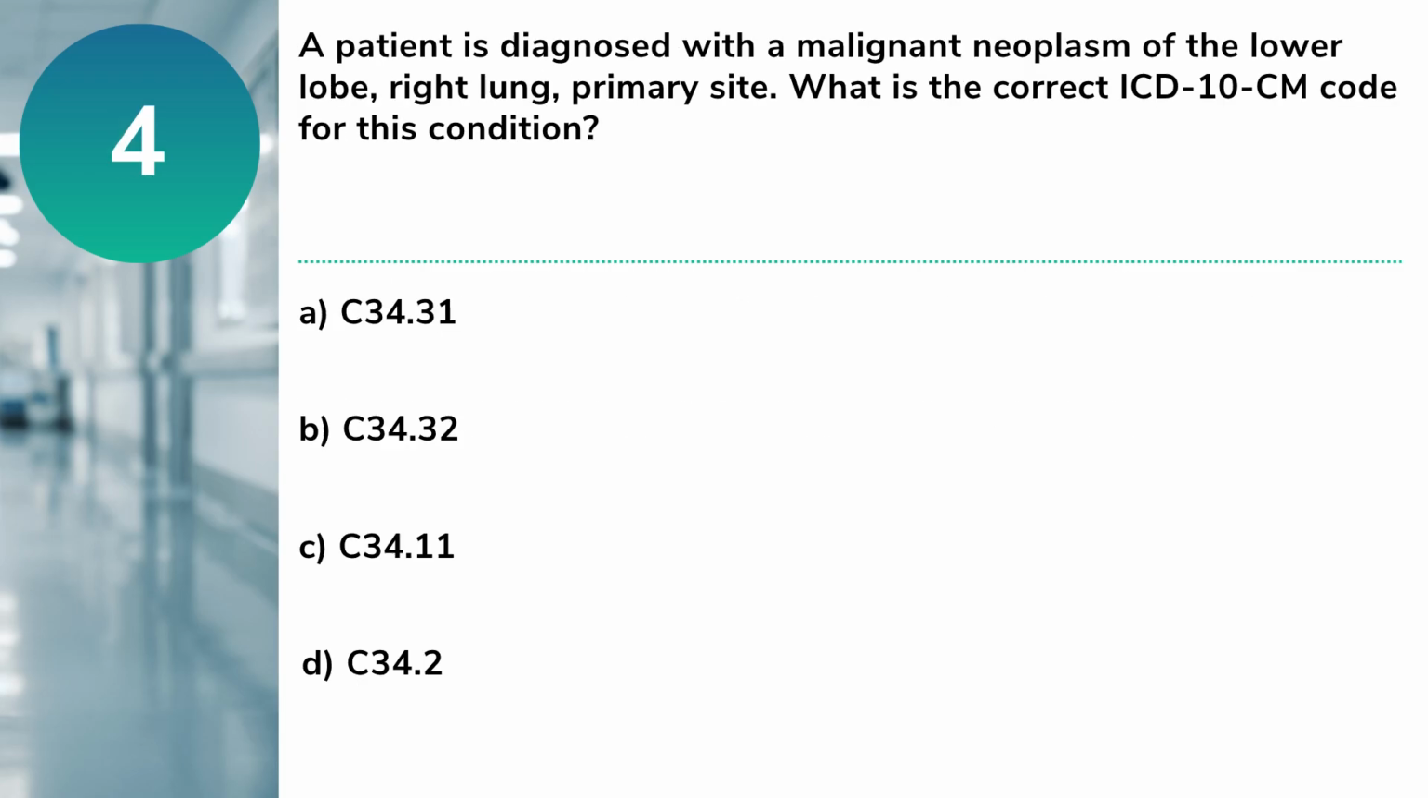Question 4. A patient is diagnosed with a malignant neoplasm of the lower lobe, right lung, primary site. What is the correct ICD-10-CM code for this condition? A. C34.31. B. C34.32. C. C34.11. D. C34.2. Answer: A.